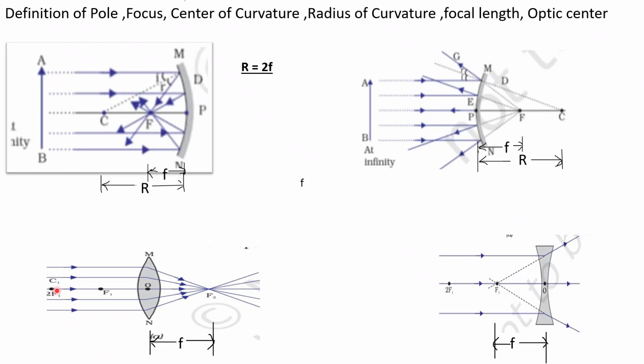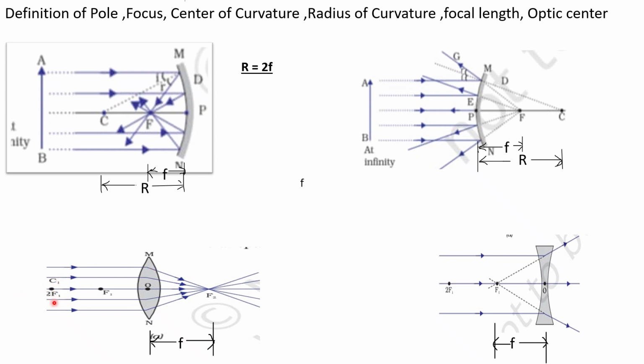So here also C will be twice the focal length. In the case of lenses, instead of C, we will define it as 2f1. Why f1? This lens will have the focus f1 here, and this one will have towards here. So 2f1 means twice the focal length, the center of curvature.